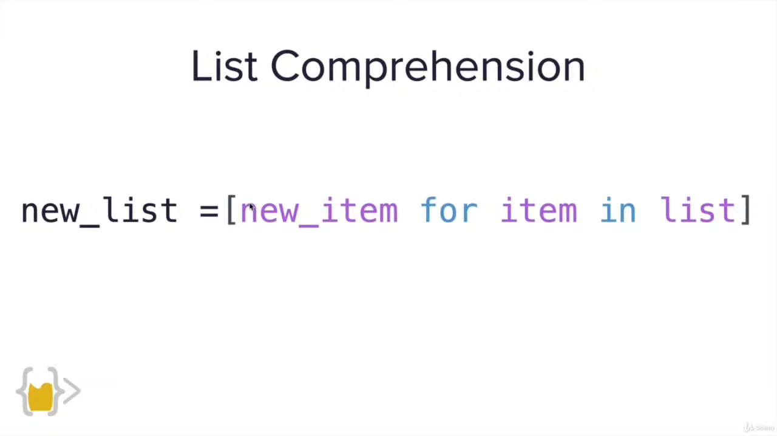The way that we would create any list comprehension is we would create the name of the new list, and instead of creating an empty list and then having to append to it or populate it, we're actually going to create it straight in the same line. So we open up a set of square brackets to denote that we're creating a new list. And then we have this new_item for item in list keyword pattern.